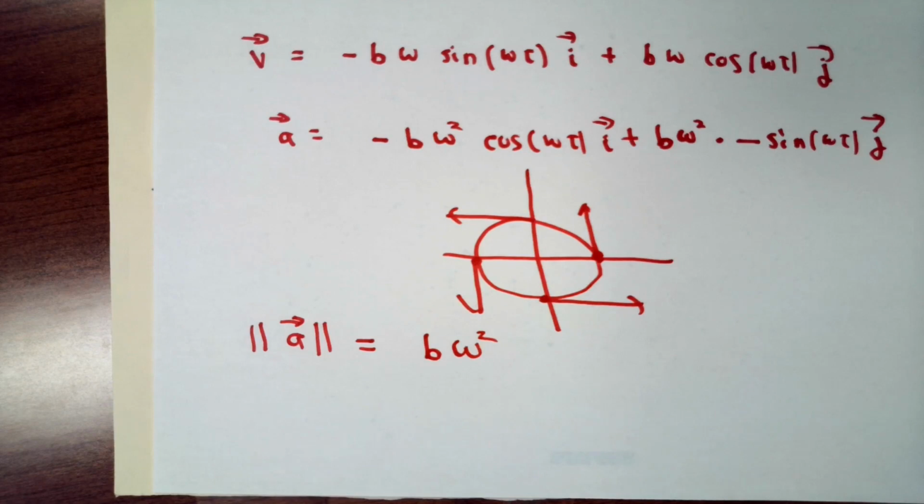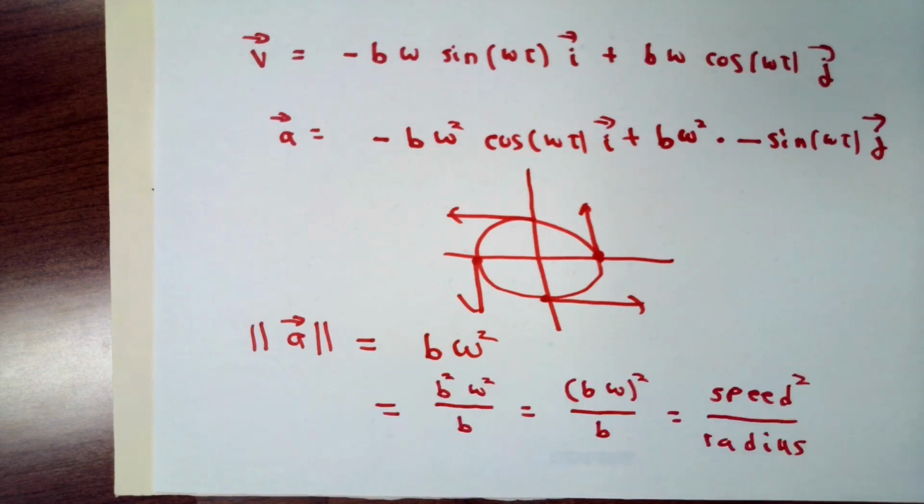You can do a calculation for the magnitude of the acceleration. It turns out to be b times omega squared. The strength of the acceleration is going to be the radius of the circle multiplied by the square of the angular velocity. This lets us get to a fact that's well known to physics students. If you're going around in a circle of constant speed, the acceleration has magnitude speed squared divided by the radius.